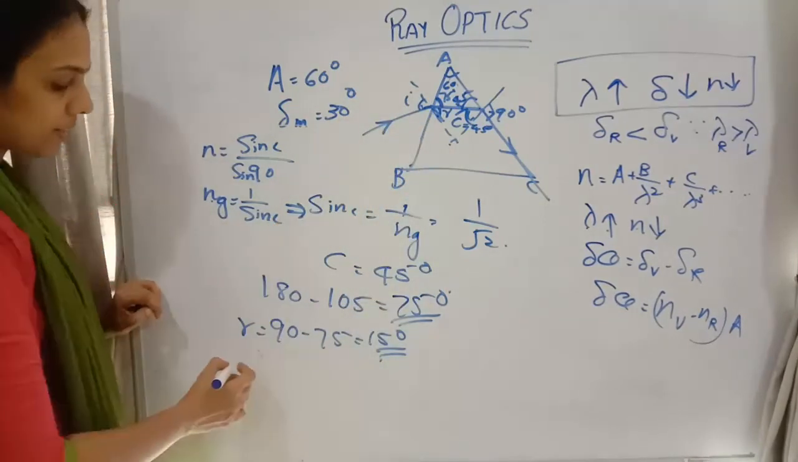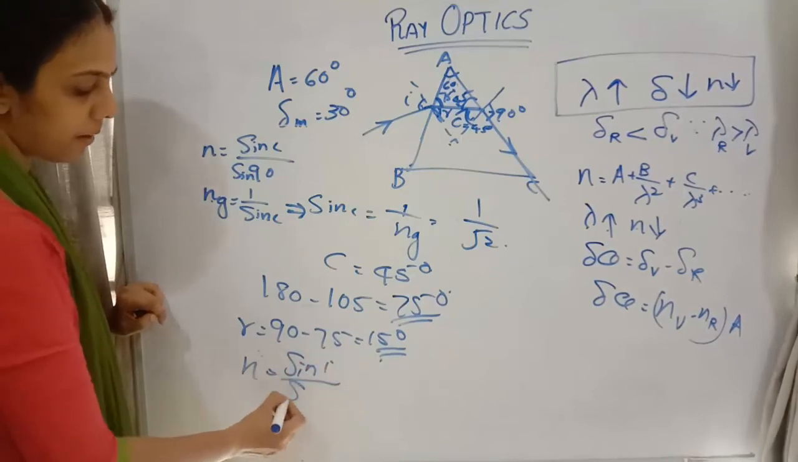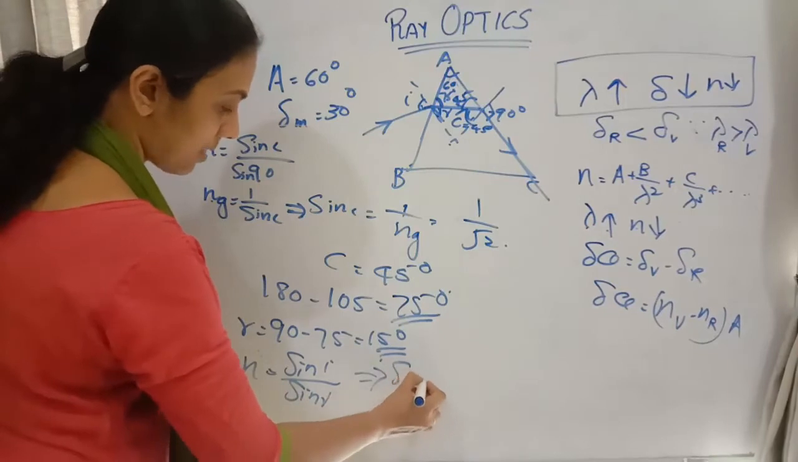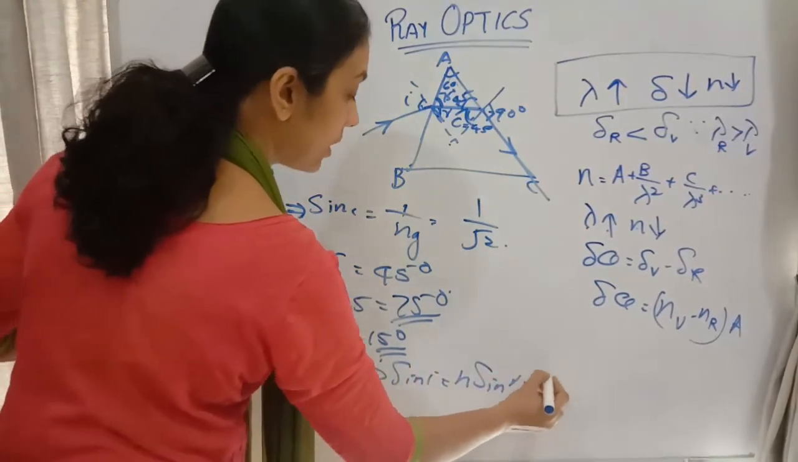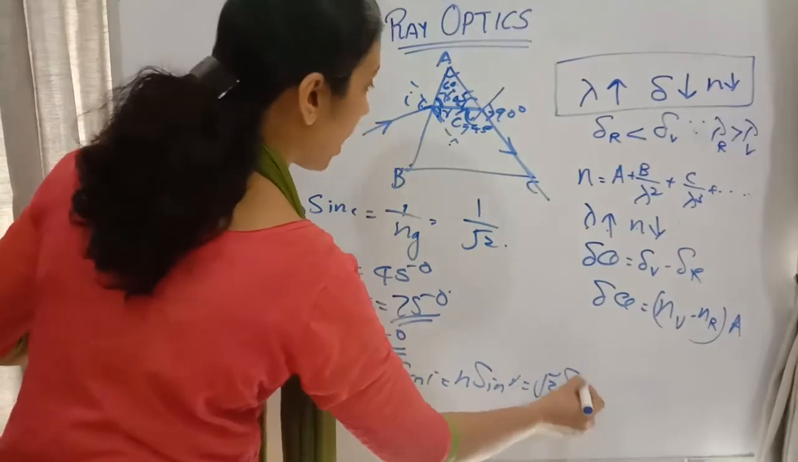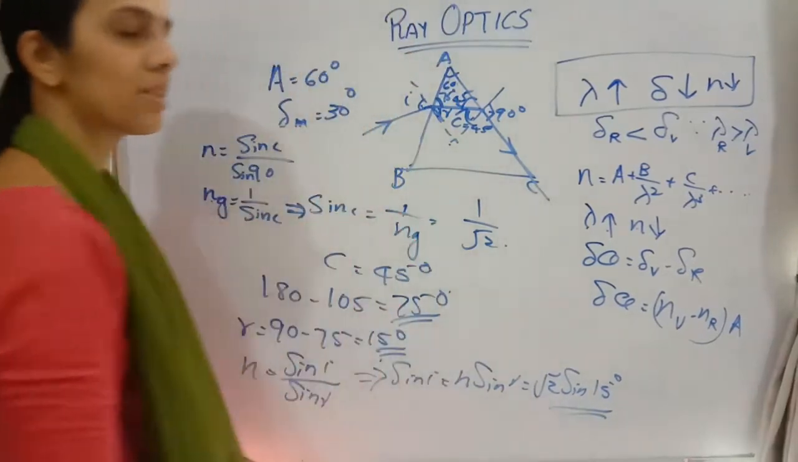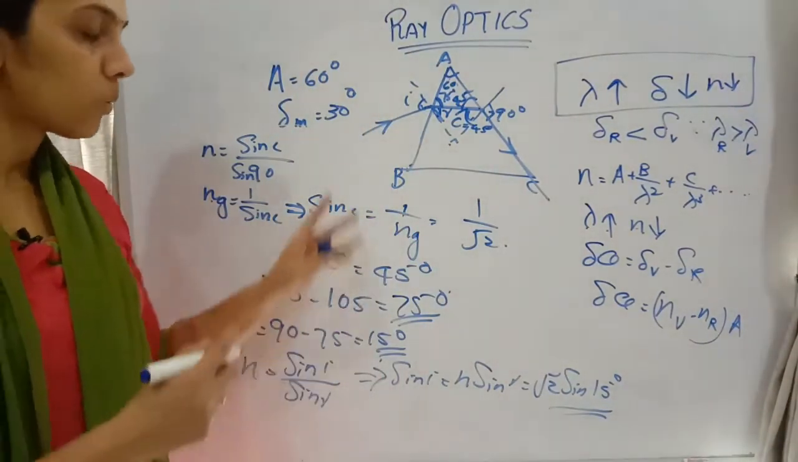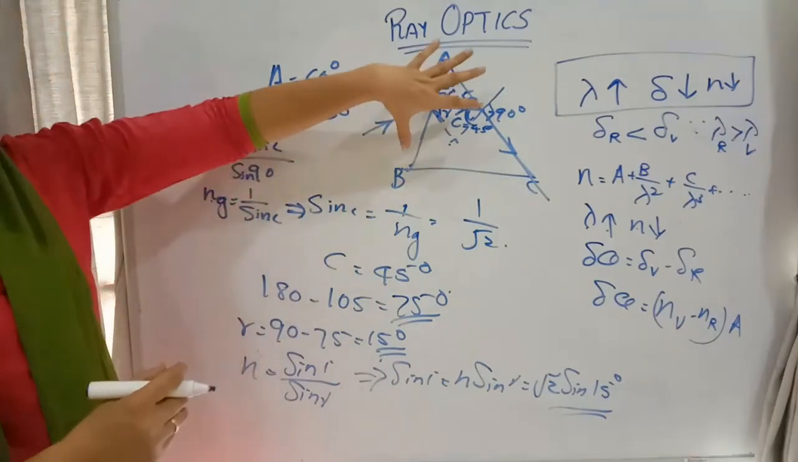So at the surface AB, n is equal to the refractive index, sin i by sin r. Therefore, sin i equals n into sin r. n we already got as root 2, and r is 15 degree. So when you calculate, you will get this value. Clear? So this is an easy one. Actually the calculation is not that much, but many things are included over here.